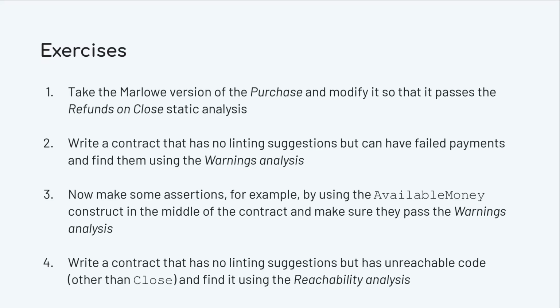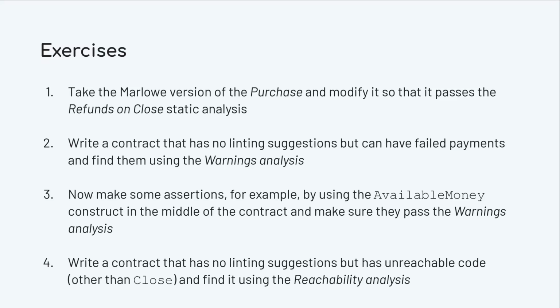The third exercise encourages you to try the assert construct and use it to ensure that your assumptions about how the contract works are true. For example, you can use the available money, like we did in the lecture, to check that the accounts have the money you expect them to have.